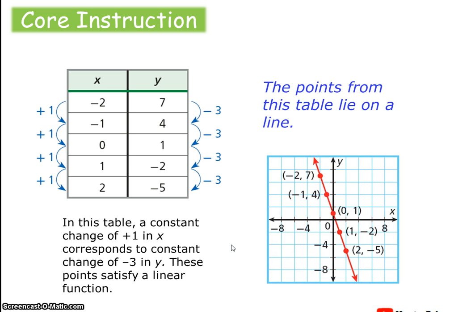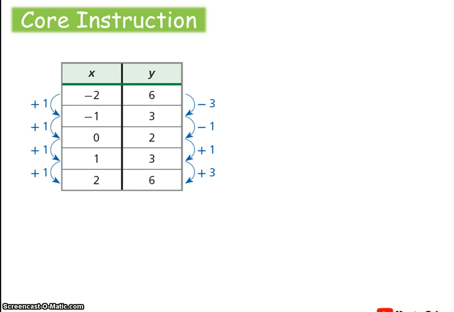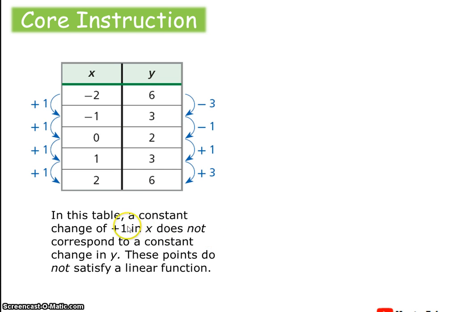If we were to graph it, they would form a line, as you can see here. Each x value is assigned exactly one y value. Okay, looking further, the constant change of plus 1 in x does not correspond to a constant change in y. Here we've got minus 3, minus 1, plus 1, plus 3. So this would not give us a linear function.